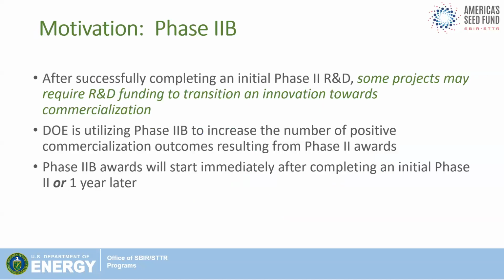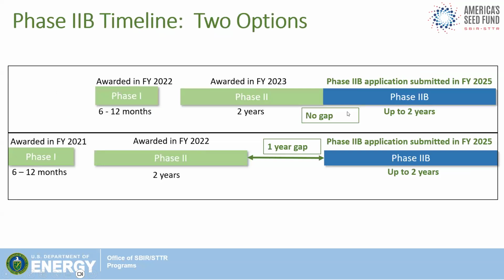There's also a Phase 2B, and that's when you have successfully completed your initial Phase 2 award, but you're not quite ready. Something about the market, something about the product that you're developing has changed. Not that you didn't finish the scope, but you do need more R&D funding to get closer to commercialization readiness level. So there are some differences between 2A and 2B in terms of the purpose. And in addition, with the Phase 2B, there are two possibilities.